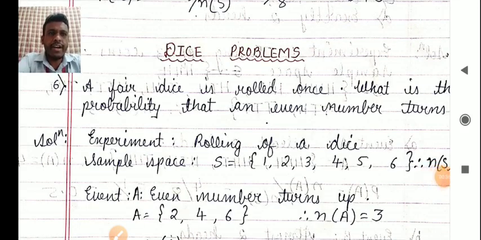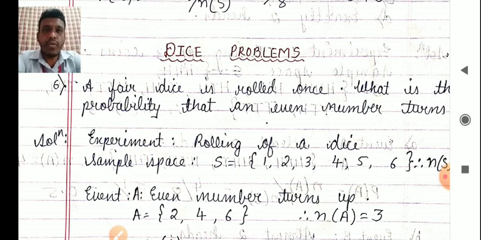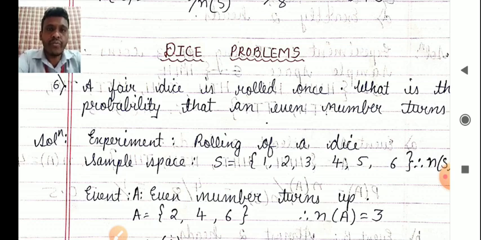Yesterday we had taken problems on dice, problems on coins. Today we shall take problems on dice. Dice has 6 faces, as we have seen. The 6 faces are numbered 1, 2, 3, 4, 5, 6. When you roll one dice at a time, you will get either of these 6 numbers, that is 1, 2, 3, 4, 5 or 6, which is your sample space.